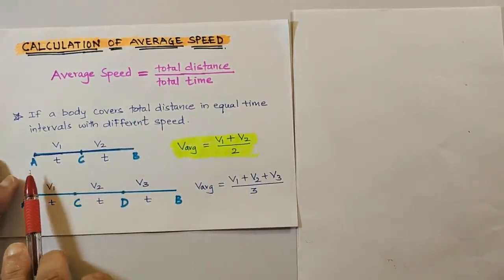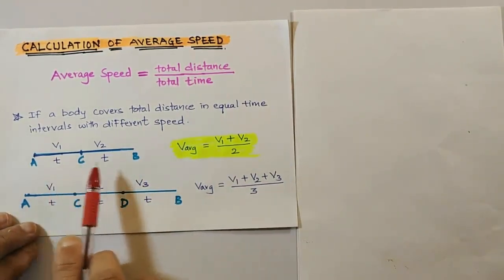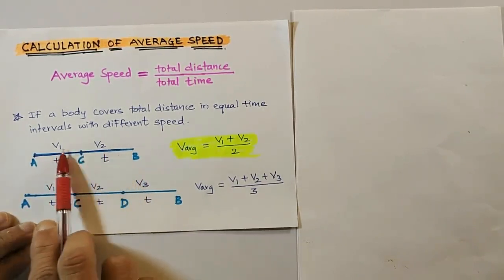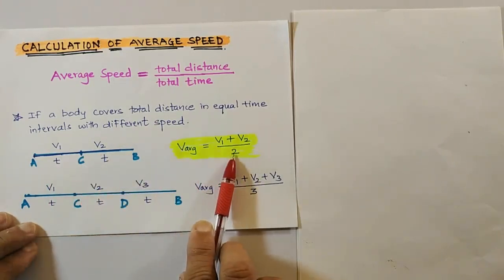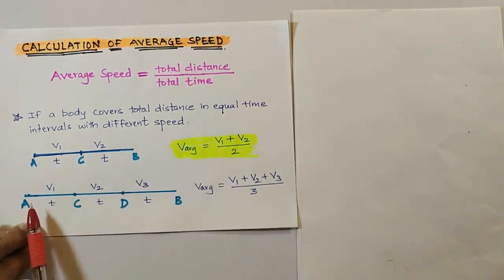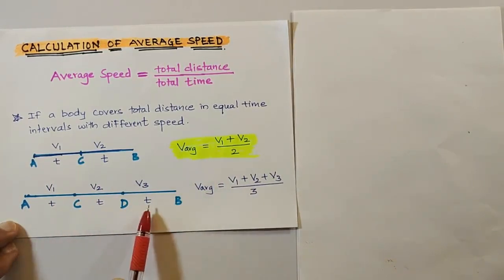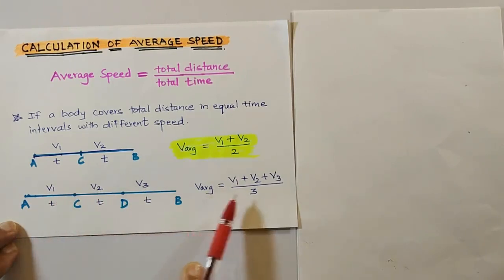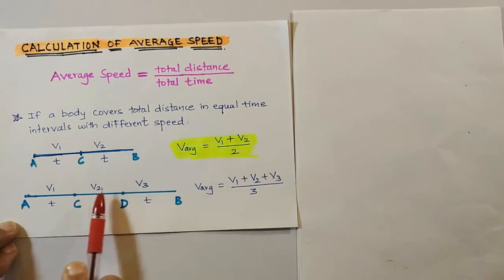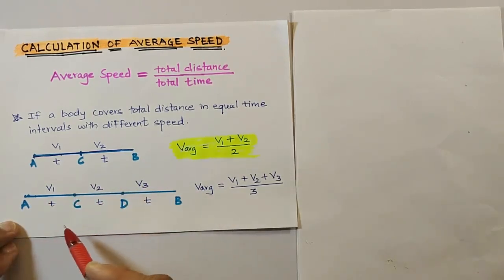That is, here I have shown. Suppose body is moving from A to B in two equal intervals with different speed. Then average speed is V1 plus V2 divided by 2. Similarly, in second figure here, total distance is covered in three equal time intervals with different speeds. Then average speed is average of these three speeds, that is V1, V2 and V3. Similarly, it may be for any number of time intervals.